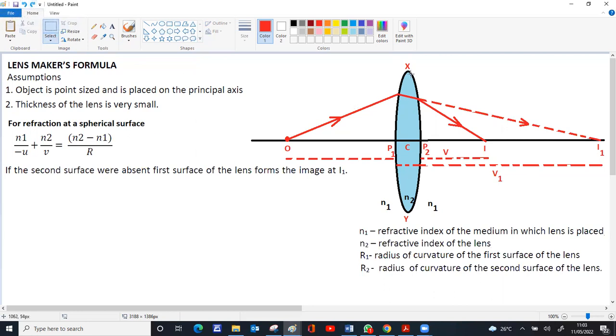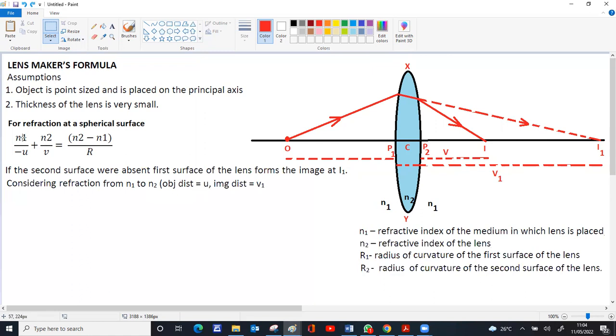Now, like we discussed in the beginning, if the second surface P2 were absent, the first surface forms the image at I1. That means the object distance is P1 to O, which is U. The image distance is P1 to I1, which is V1. So we can apply the values in the formula.